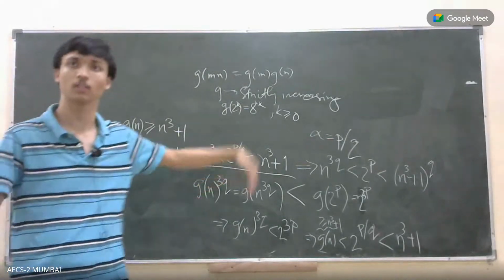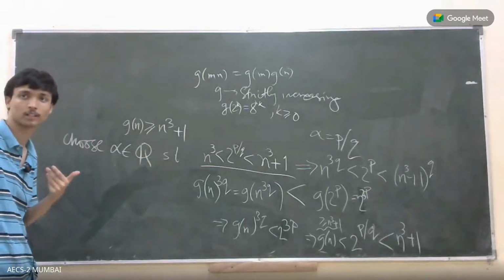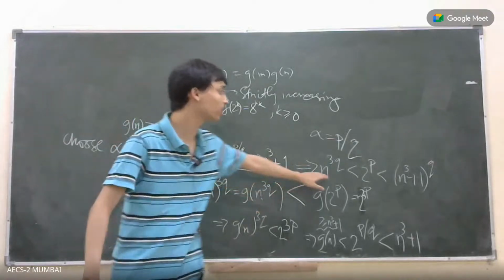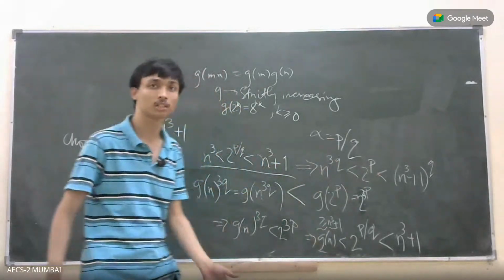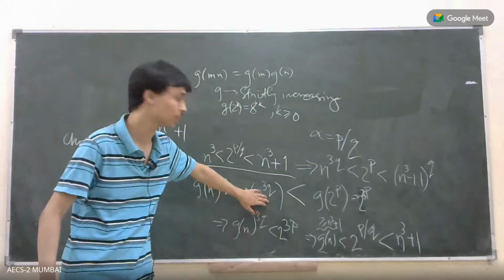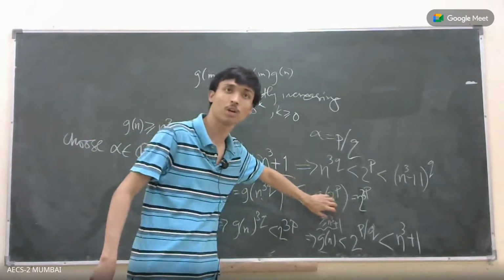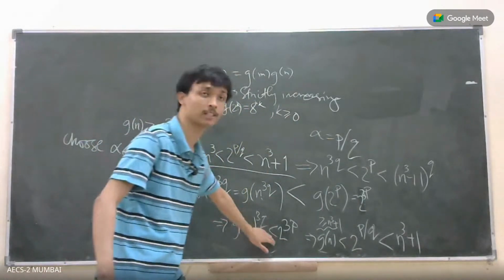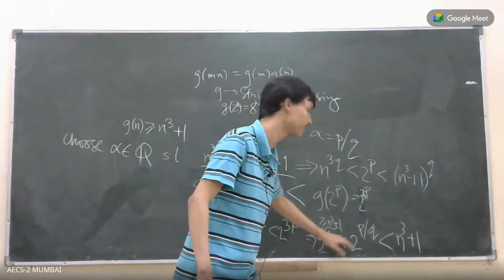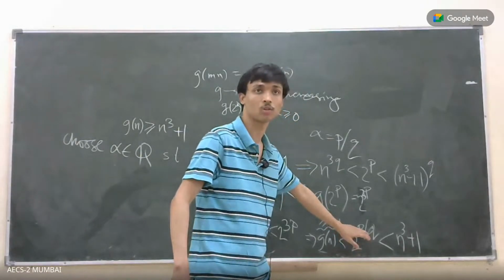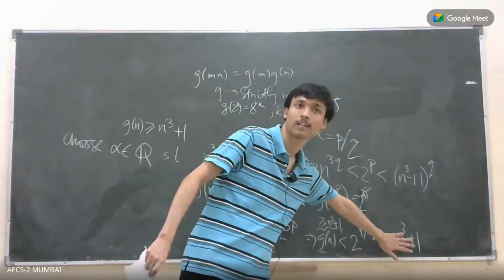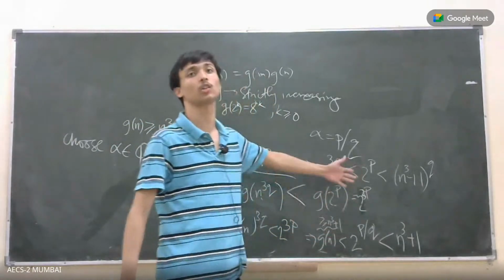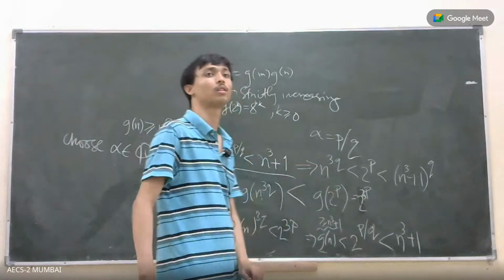It is g of n to the power 3q, because g is multiplicative, right? And now n to the power 3q is less than 2 to the power 3p. g is strictly increasing, so g of n to the power 3q is less than g of 2 to the power 3p. g of 2 to the power 3p is 2 to the power 3p. So g(n) to the power 3q is less than 2 to the power 3p, which implies that g(n) is less than 2 to the power p by q. 2 to the power p by q was less than n cube plus 1 by assumption. But here we assumed that g(n) was greater than or equal to n cube plus 1. So, contradiction.